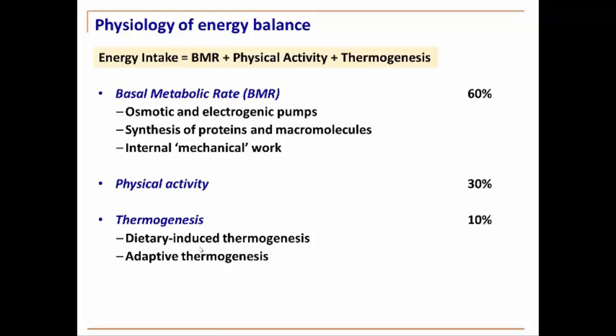So the adaptive thermogenesis is if you go into a cold environment, for example, and you need to heat up. So you increase your metabolic rate. You stimulate the release of thyroxine, which we've already covered. That thyroxine increases your metabolic rate and you produce more heat.